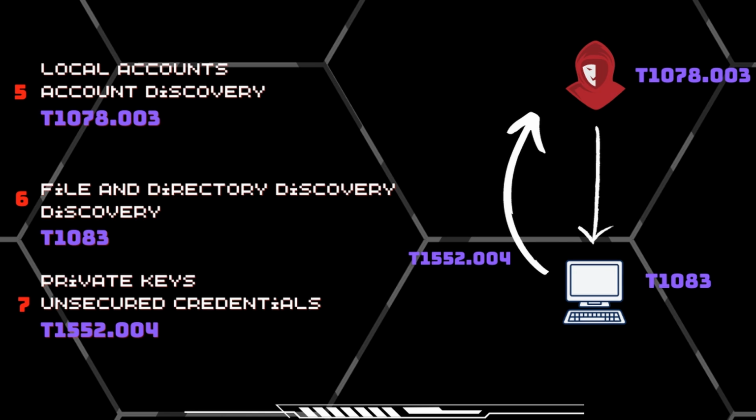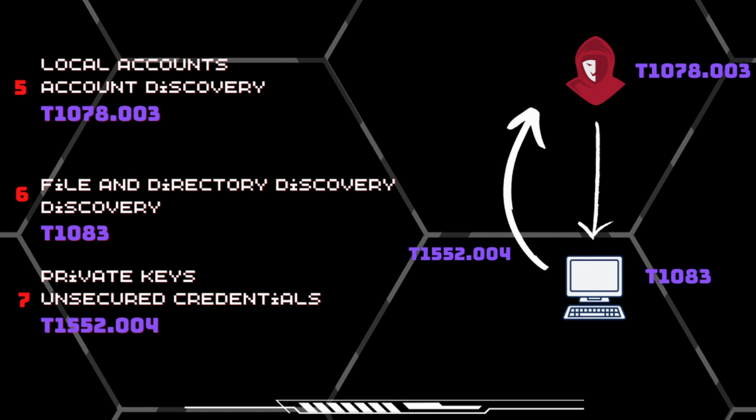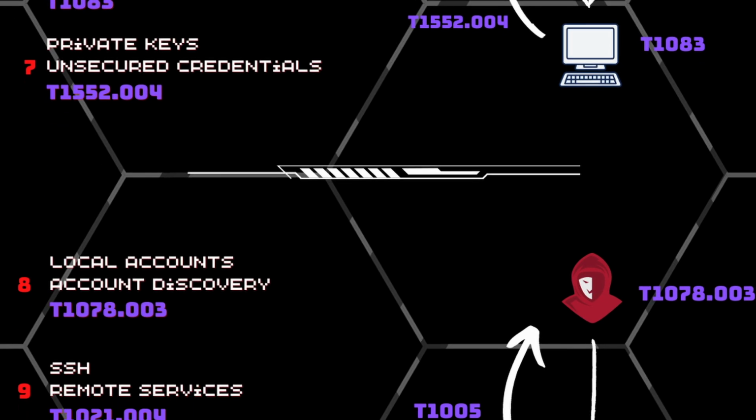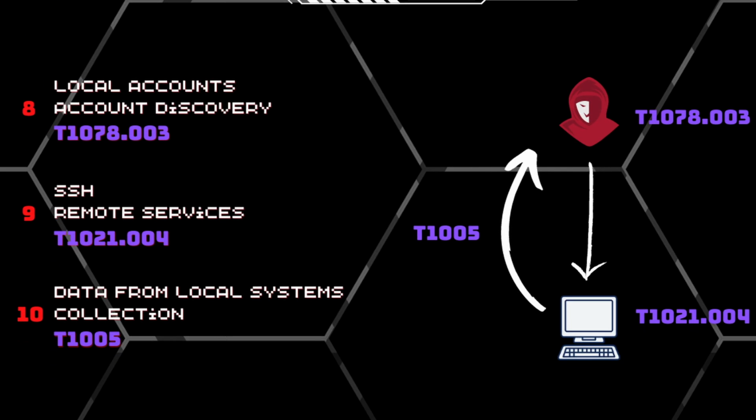So we're going to use the local accounts to continue to look further for things, which is going to lead us to step 7, private keys, unsecured credentials, T1552.004. So just walking through this phase again, we've got local accounts, account discovery. We take a local account, we use that account to discover another file, and in that file we find unsecured credentials. That leads us to step 8, local accounts.